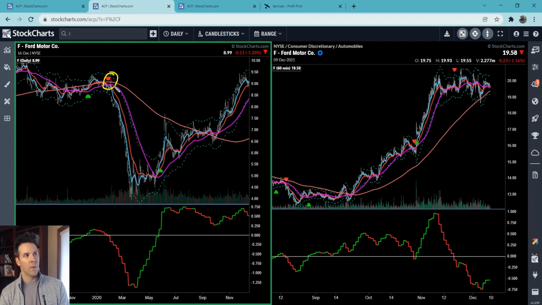You could just barely see that maybe about a day or two. Price tried to pop up over the daily 50, but the Moxie indicator was below zero, and that was telling you that shouldn't be up there. That's an inverse trampoline move.